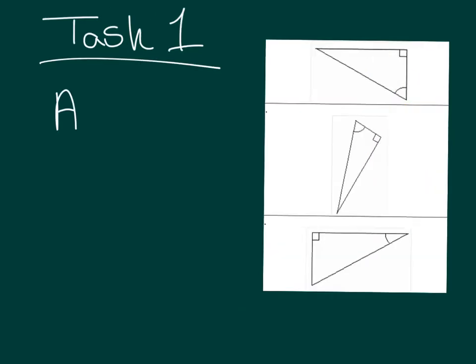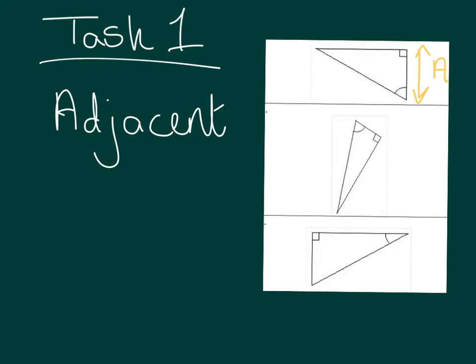And finally, you've got the adjacent. Adjacent, you might know from English, means next to. In this case, it means the line or the side in between the right angle and the angle that you're using for this question. And we can mark that with an A. So it's in between those two key angles.